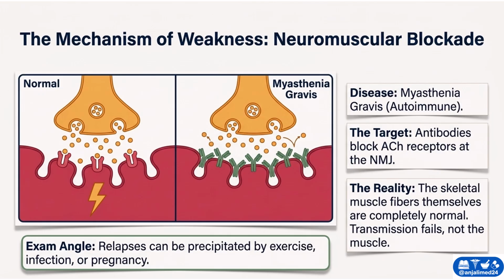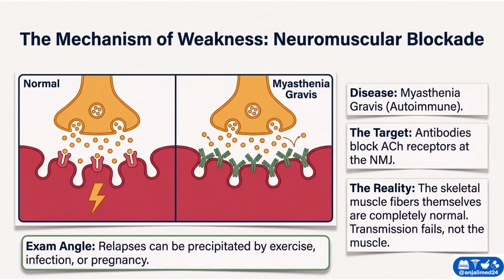Now, here's an important clinical point. The skeletal muscle fibers themselves remain structurally normal. Only communication between the nerve and the muscle is impaired. This is a very important board style concept. Now, notice the exam angle.